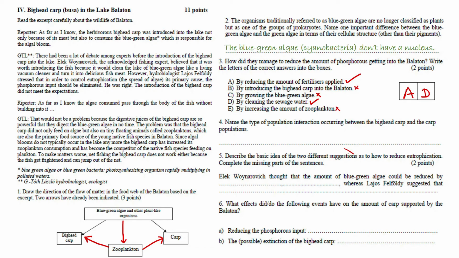Name the type of population interaction occurring between the bighead carp and the carp populations. As we have read previously, they feed on the same food source, so there is a competition between them.